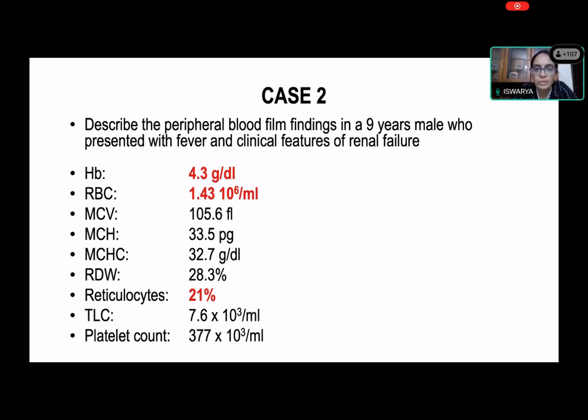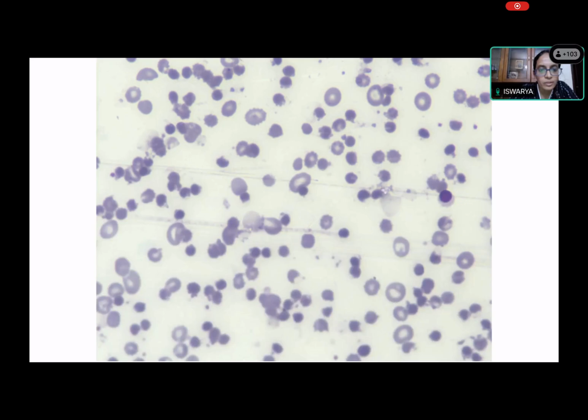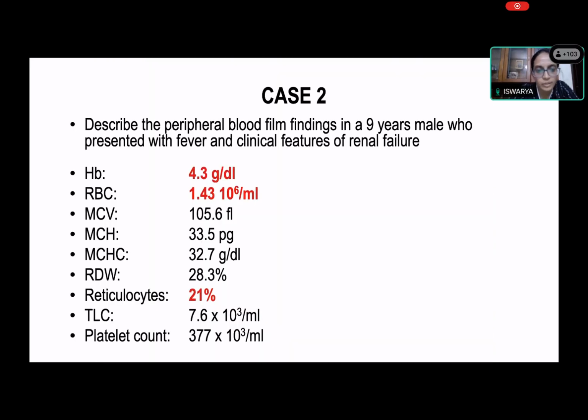Yes, so case 2 is of a 9-year-old male who presented with fever and clinical features of renal failure. The values: hemoglobin is markedly reduced, severe anemia. RBC count is reduced. The MCV is on the higher side, it is 105. MCH is on the higher side, and MCHC is normal. The red cell distribution width is increased, and there is severe reticulocytosis, that is 21. The total count is normal, and the platelet count is also in the normal range.